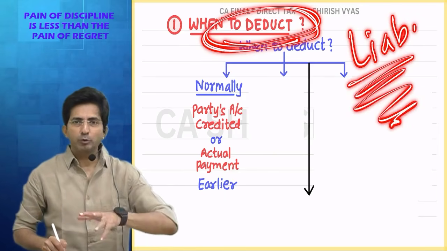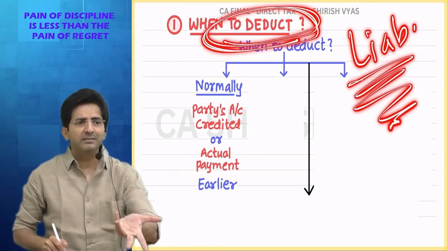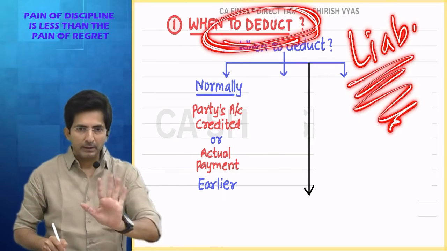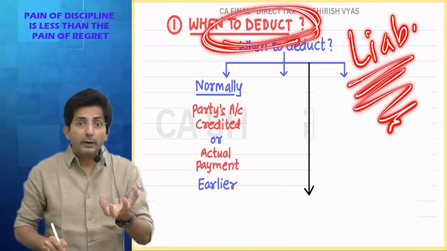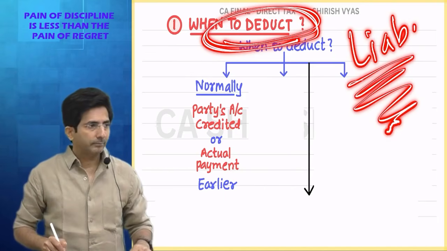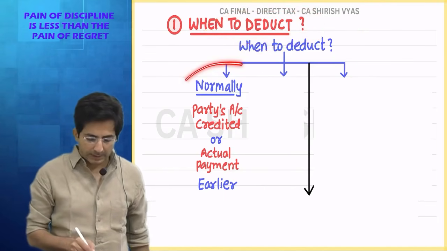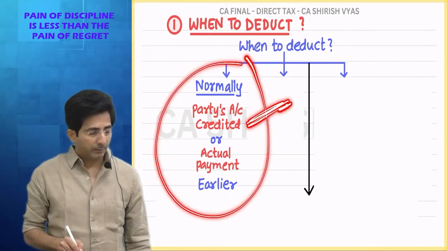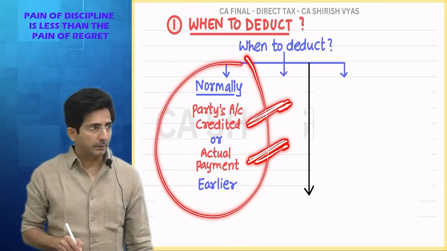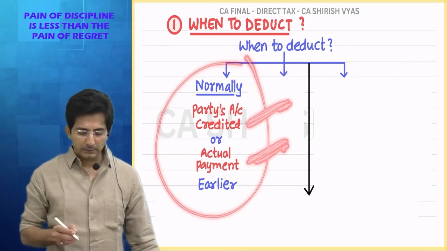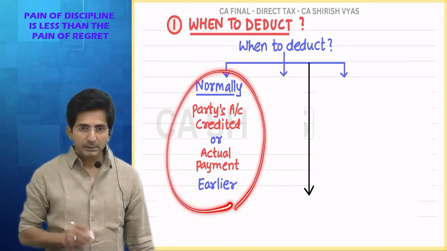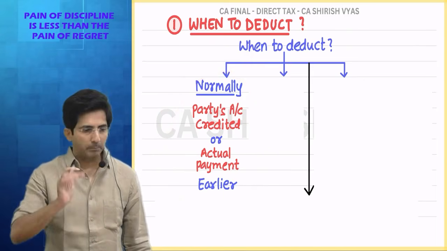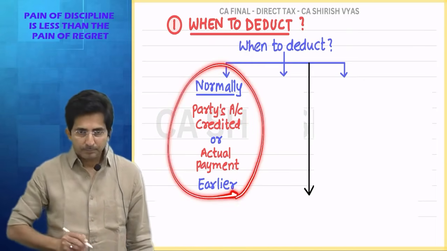Means when you enter into a transaction, when to record the TDS liability. So see, the rule is like this: at the time when the party's account is credited or actual payment, whichever is earlier. This is the rule. Now what is the logic behind this rule? What does it exactly mean? I will explain with an example. But first, learn this by heart.